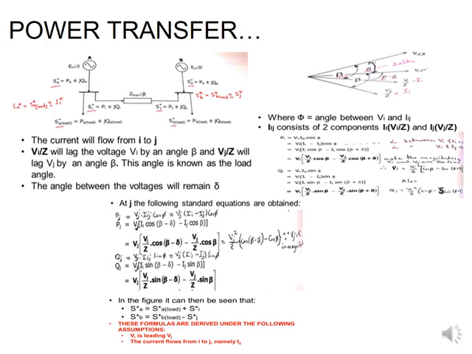Then for my QJ, I can have VJ squared over Z into sine beta minus my delta minus my sine beta. And in the figure, it can then be seen that my SA star will be equal to my SA load plus my SI. SI is simply going to be my PI plus jQI. Then my SB is going to be my SB load plus my SJ, which is coming from this PJ and QJ.